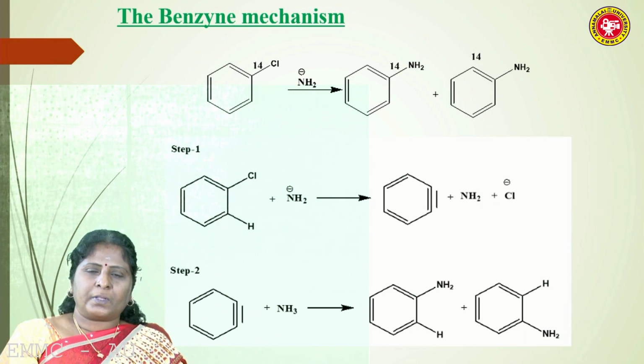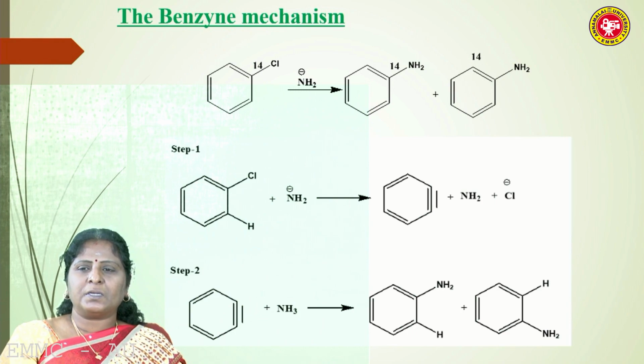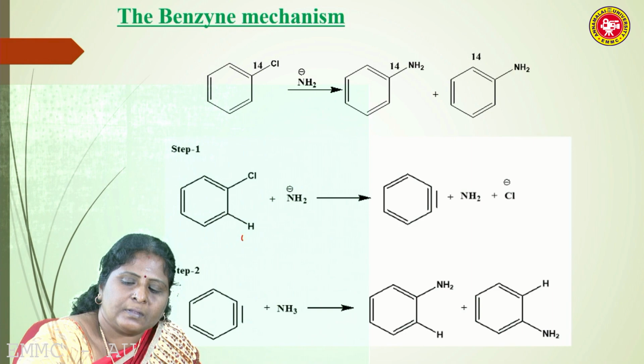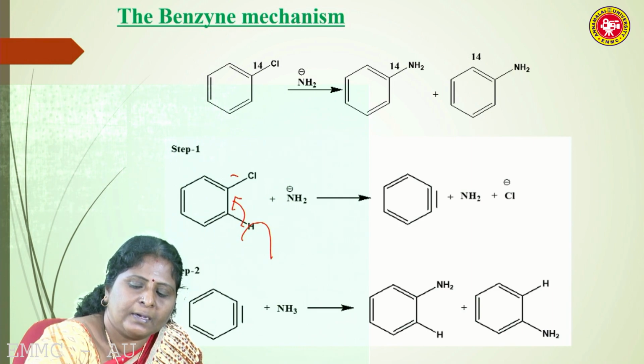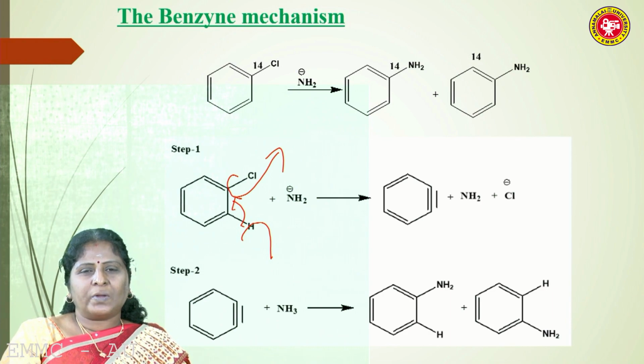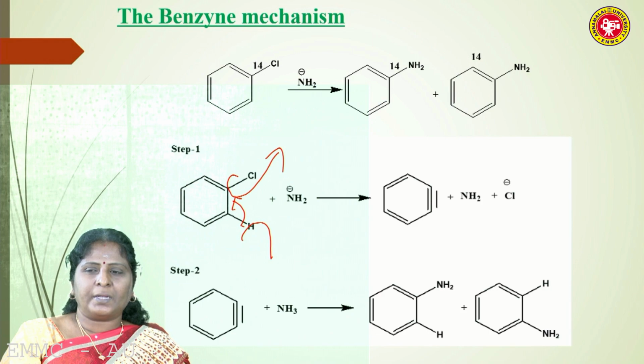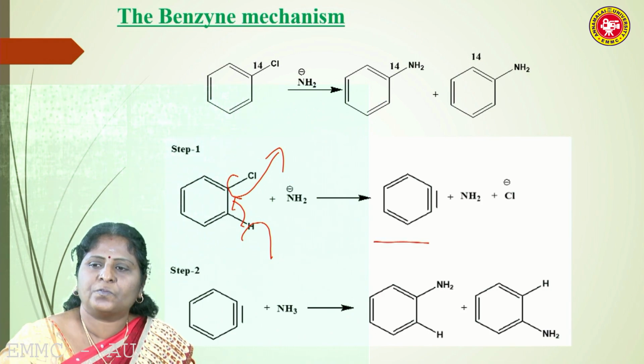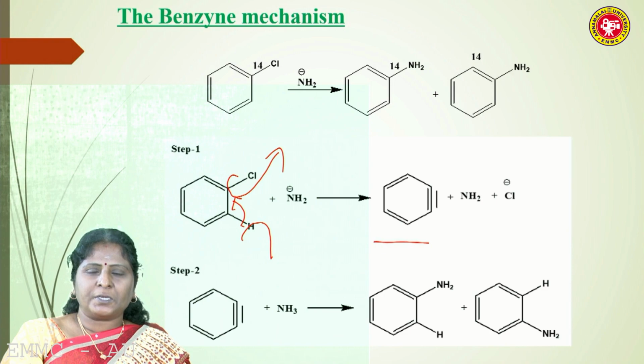Let's see the mechanism. This reaction also occurs in two steps. Step 1 is found to be a pure elimination mechanism. In this case, that H and this chlorine, the two are removed. That means the actual elimination process occurs, thereby an intermediate of this type is formed. A neutral intermediate is produced. Only in the second step comes the attacking species, actually ammonia. But for these reactions to occur, a strong base like sodamide is required.